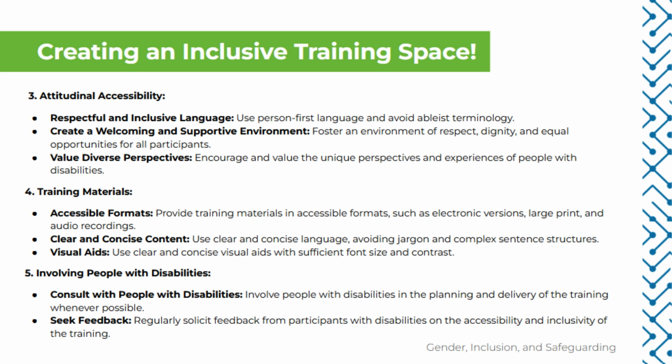Fourth is considering training materials. We have to ensure all materials are provided in accessible formats, such as electronic versions, large print, or audio recordings, and that the content is clear and concise, avoiding jargon and complex sentence structures, making sure to provide visual aids with sufficient font size and contrast. Finally, involve people with disabilities in the training process by consulting them during planning and delivery whenever possible, and regularly seeking feedback on the accessibility and inclusivity of the training.